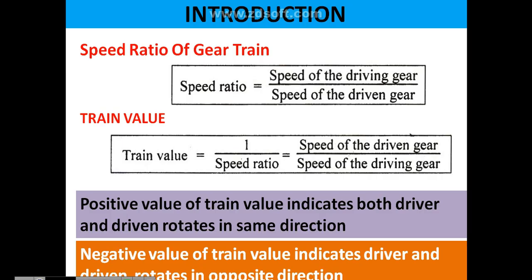Coming to the introduction for gear train and gear train value, the speed ratio of a gear train is nothing but the speed of the driving gear divided by the speed of the driven gear. The train value is the reciprocal of the speed ratio, that is 1 by speed ratio, that is speed of the driven gear divided by speed of the driving gear. Normally a positive train value indicates both the driver and driven rotate in the same direction. If it is negative, it means opposite direction.